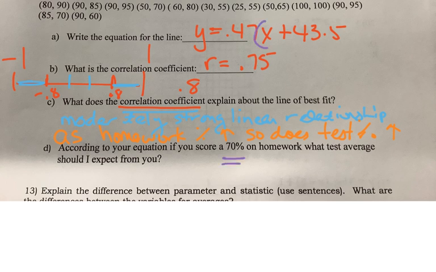70%, I'm going to put 70% in there. So I'm just going to literally type that in. So 0.47 times 70 plus the 43.57. I'm using 70 there because these are in actual percent. So 76.4. If you're getting 70% in your homework, you get about a 76.4 on your test. So it's a pretty strong relationship actually in your guys.